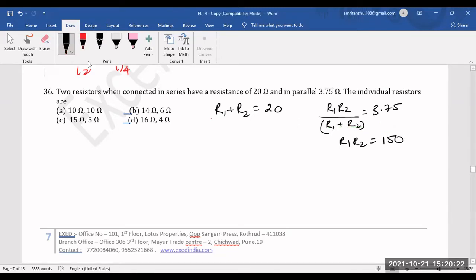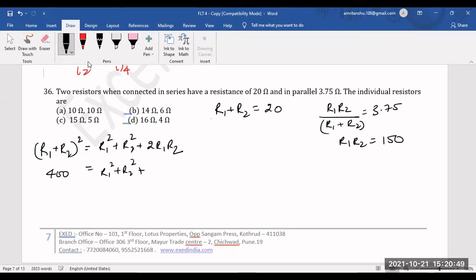Now how to solve this kind of equation? We can calculate R1 plus R2 whole square, which is going to be R1 square plus R2 square plus 2R1 R2. We actually need R1 minus R2, so for that purpose we are calculating R1 square plus R2 square. So R1 plus R2 is 20, whole square, which is 400. And this is R1 square plus R2 square plus 2 into 150, which is 300. Just a second. 3.75 into 20 is 75.